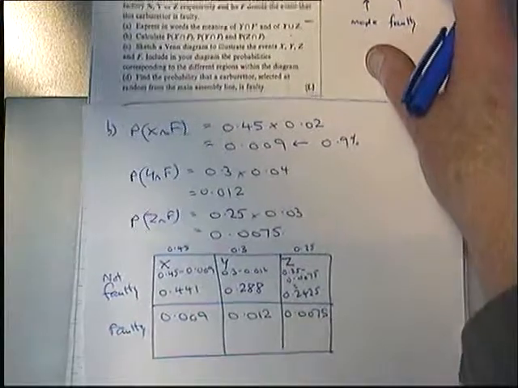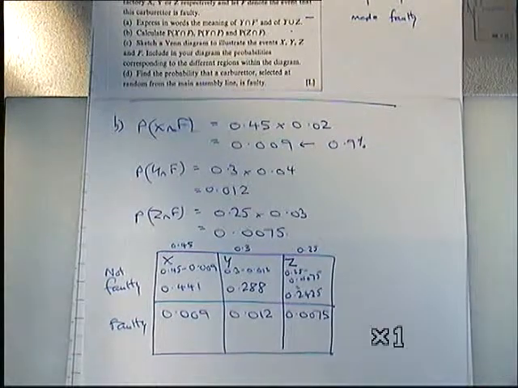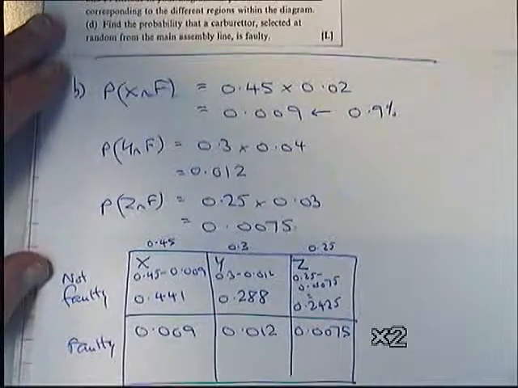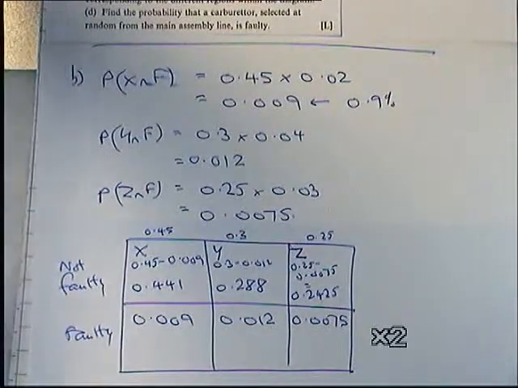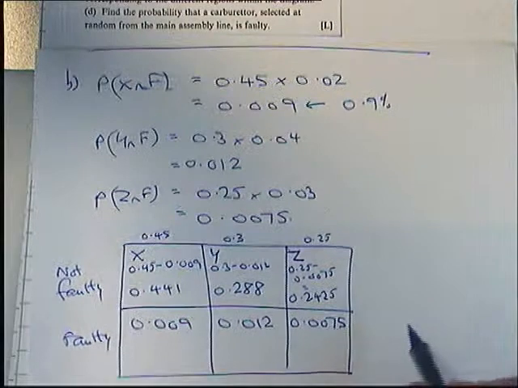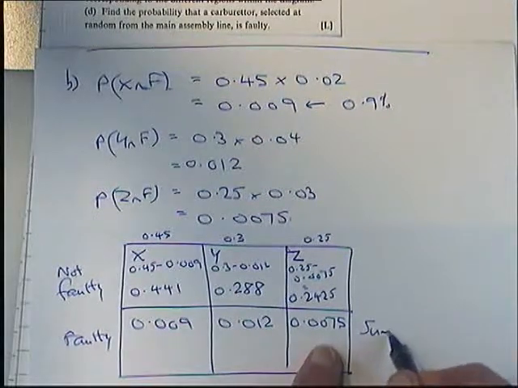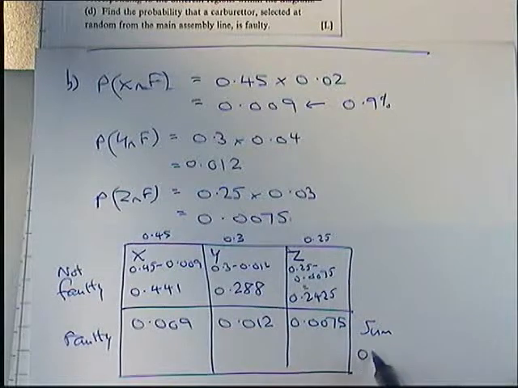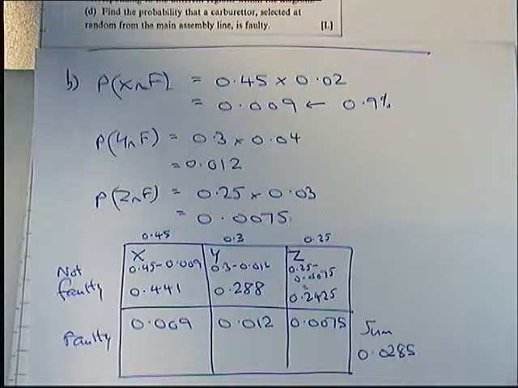So let's see if we can answer the rest of the question. Part D: find the probability that a carburettor selected at random from the main assembly line is faulty. Now I've got this table here, how do I get my final answer? I just want to know what's the probability that one is faulty. Do you add them together? Add the faulty. Just add that bottom row together. Yeah, okay. If you add the bottom row together, you should be getting 0.0285. And that is the probability that you will get a faulty carburettor from your factories as a whole.